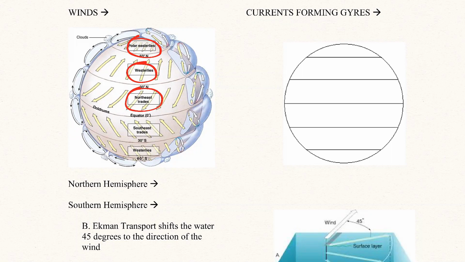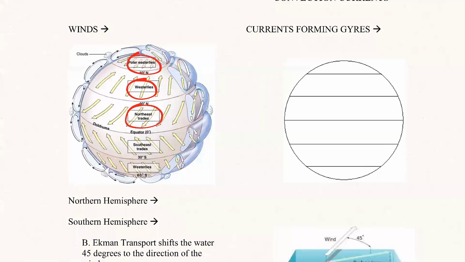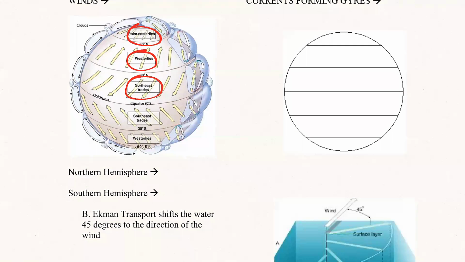So let's now see how this affects the currents of the water. And these currents form what are called gyres. And gyre means to spin. We have these large ocean circulations. So to simplify this, I'm just going to draw an arrow in one direction. These are my northeast trades. Okay, these are going to be my westerlies and my polar easterlies.